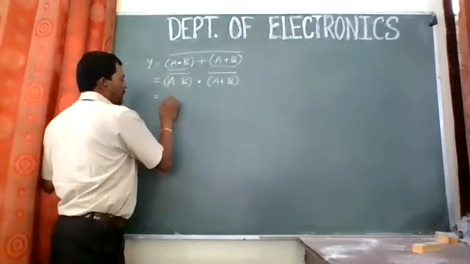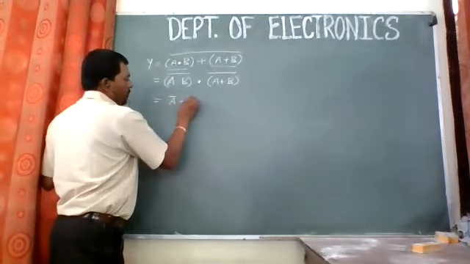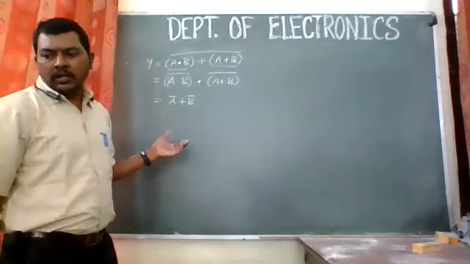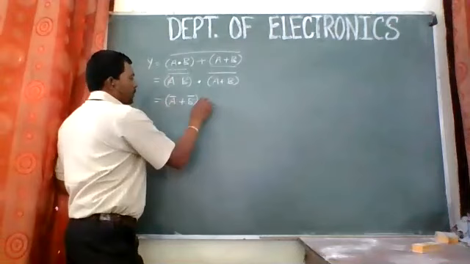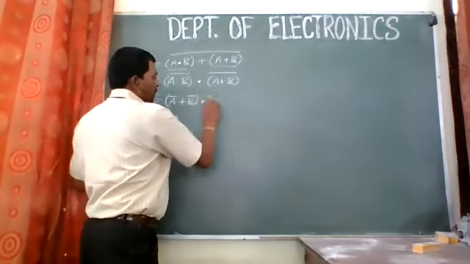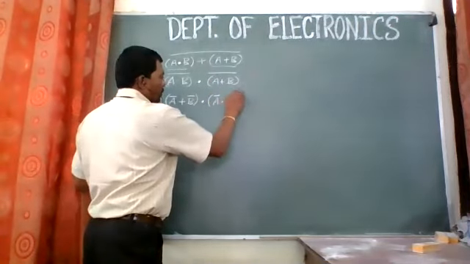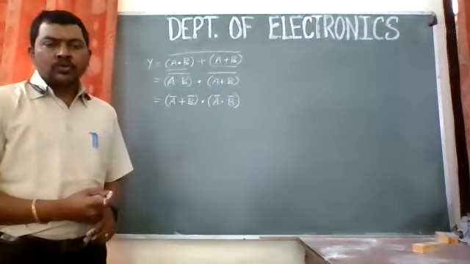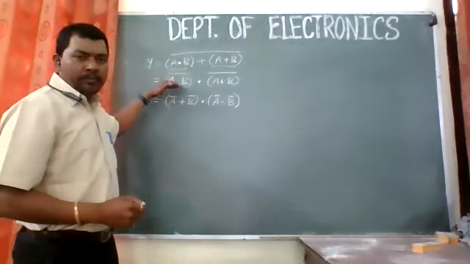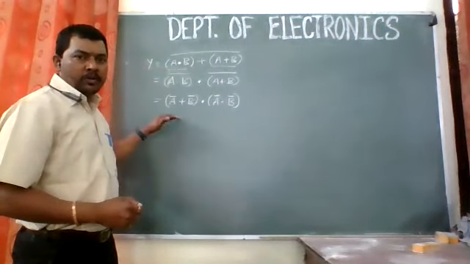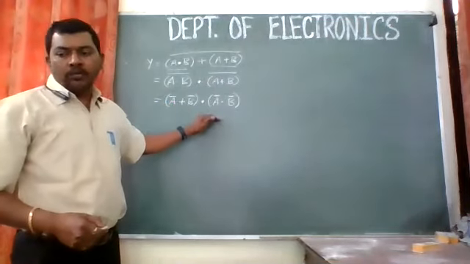So a dot b complement can be written as a complement plus b complement. I guess you have understood this. A complement plus b complement should be in the bracket, dot, a plus b complement. So a plus b complement can be written as a complement dot b complement. Is it okay? So the complement of a product is equal to the sum of the complements, and the complement of a sum is equal to the product of the complements.